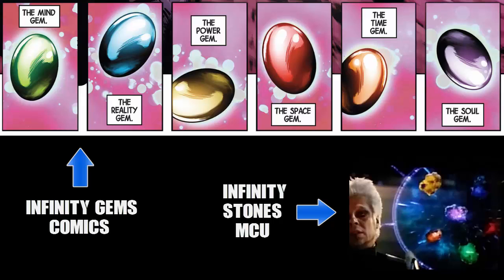So in the Infinity Gauntlet storyline, you have Thanos, who basically races around the universe to collect all 6 of these gems, and once he gets all 6 gems that you can see on screen now, he assembles them into one gauntlet, and this is called the Infinity Gauntlet.